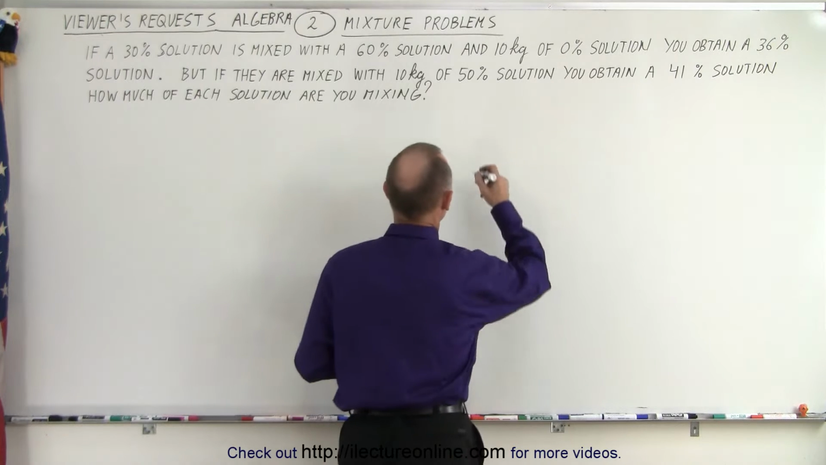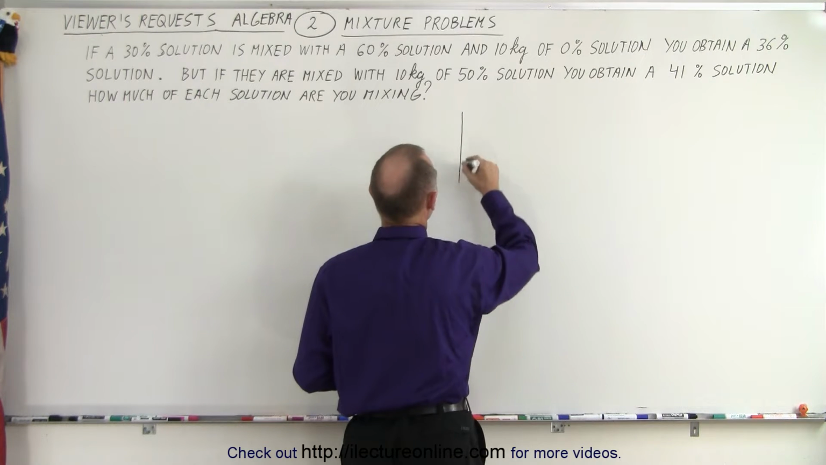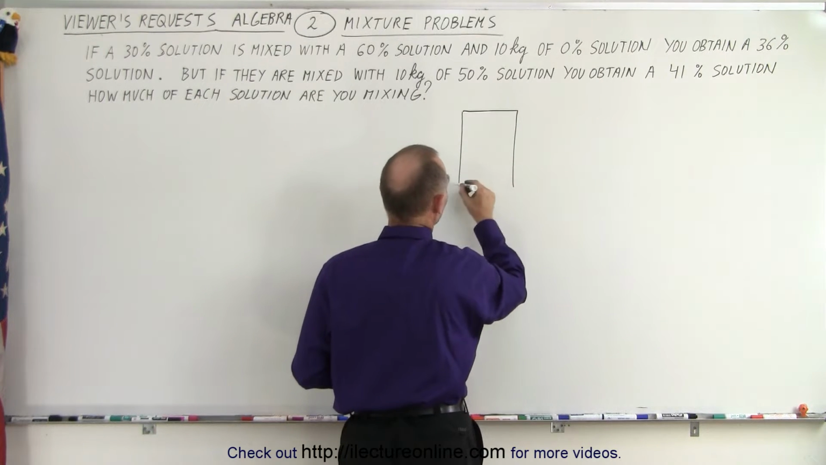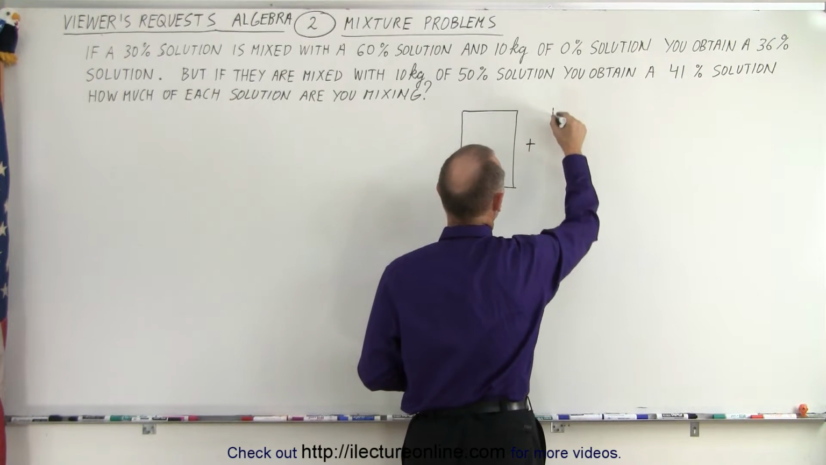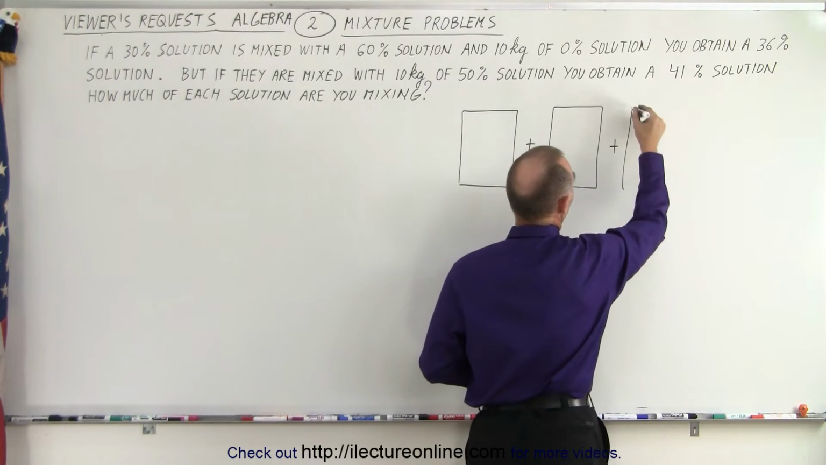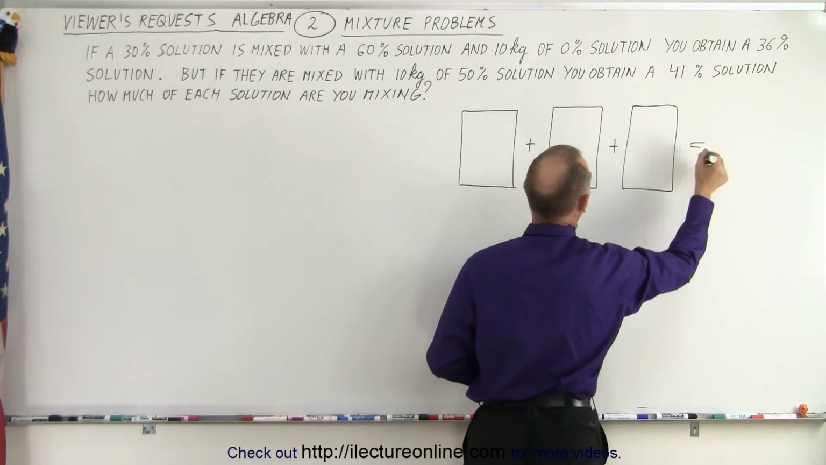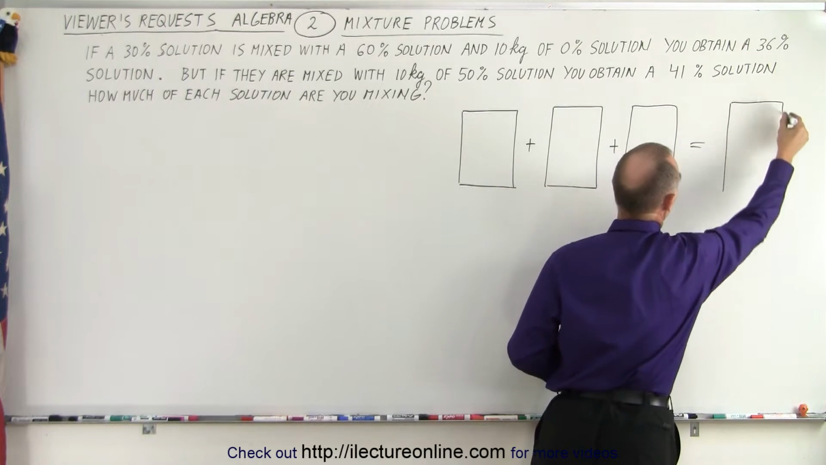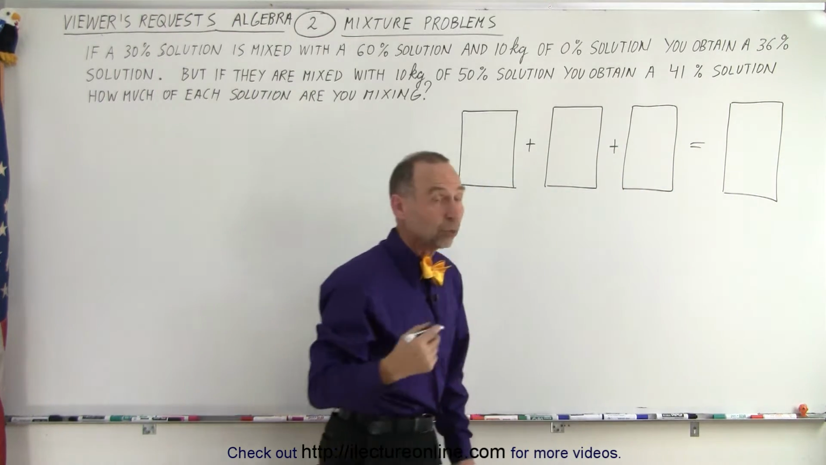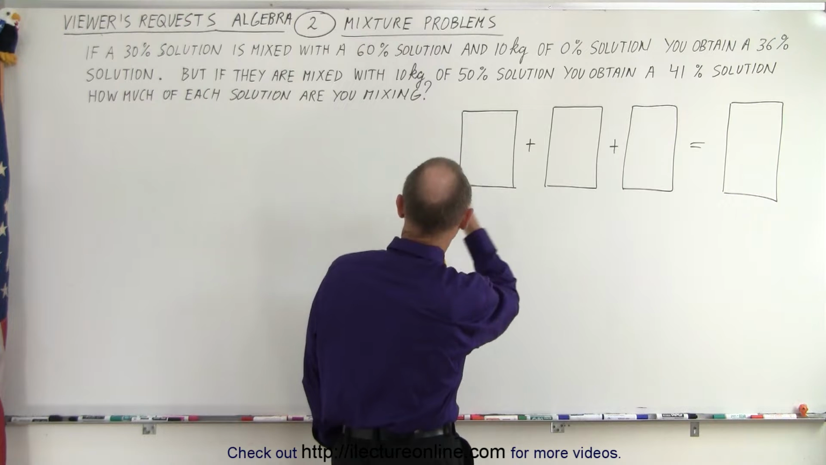The way to do that is to draw some boxes. We draw a box for each of these solutions that are added. So since there's three solutions added together, we're going to need three boxes. And then we have an equal sign because you add the three solutions together and then you get the final solution. And of course we're going to need to do that twice because we're doing that in two different ways.